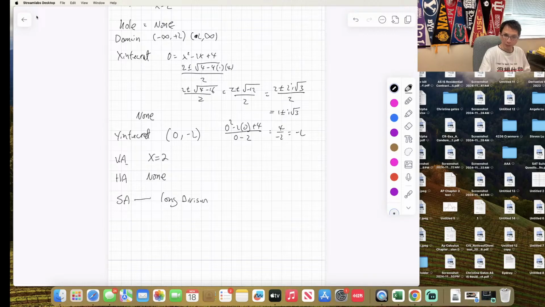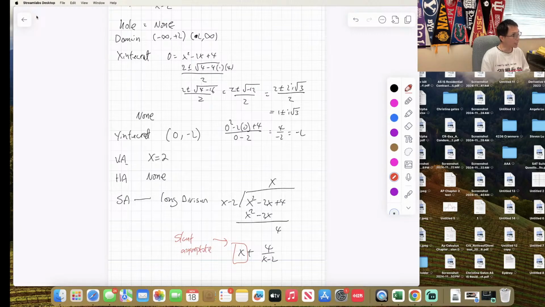So how do I do long division? x squared minus 2x plus 4 divided by x minus 2. Is that okay? That's going to give you x. That's going to be x squared minus 2x, and that's 4. This is not enough. So it's x plus 4 over x minus 2. Is that okay? The long division here, this is your slant asymptote.